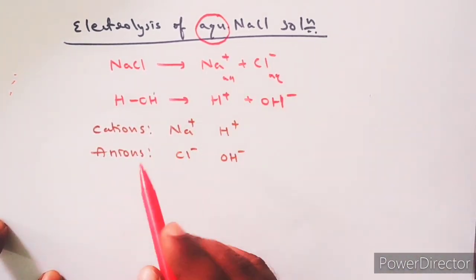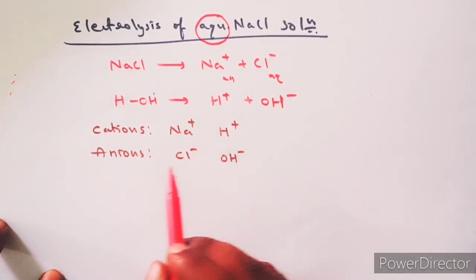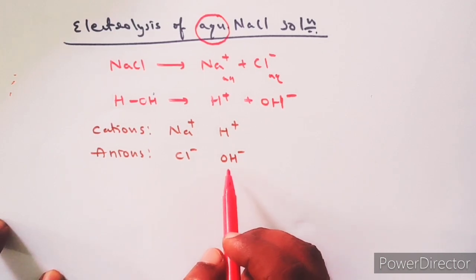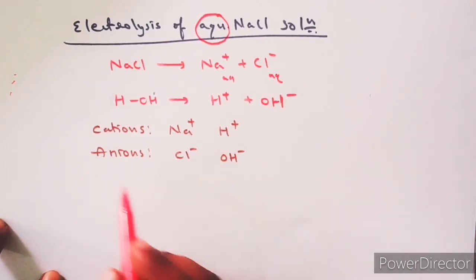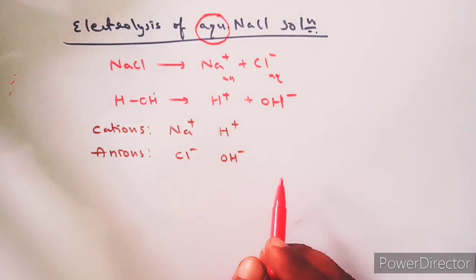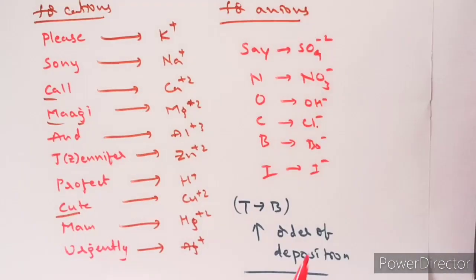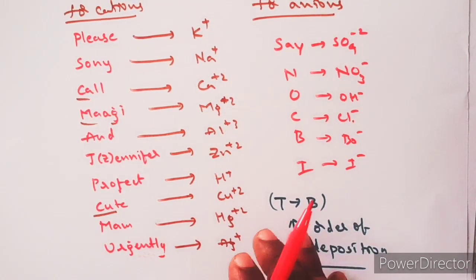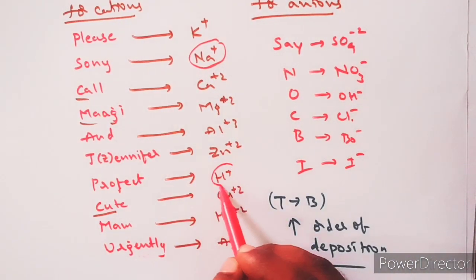In this, what cations are present here? The cations are the sodium ion and proton, and the anions are the chloride ion and hydroxide ion. Now let's see which cation undergoes reduction at the cathode, and which anion undergoes oxidation at the anode. Let us come back to our preferential discharge theory order. In the case of the cations, two ions are there: one is a sodium ion, another one is a proton.